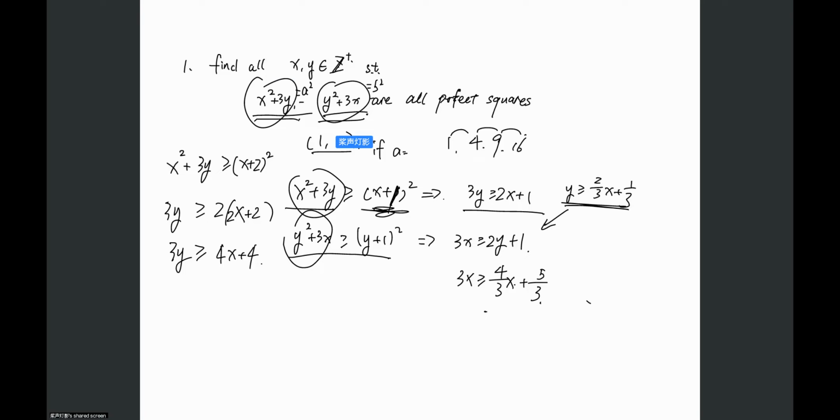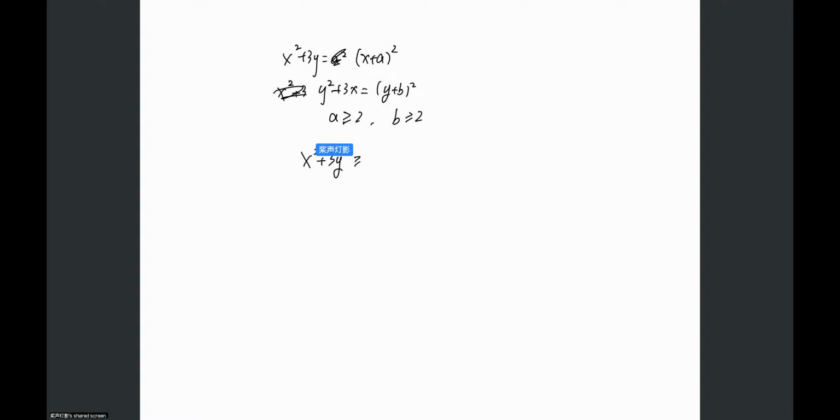So like, if a equals x plus 2, b equals y plus 2, so this makes x squared plus 3y equals a squared, and y squared plus 3x equals b squared. Let's see here. So firstly, if a is larger than 2, b is larger than 2, which means that x squared plus 3y is larger or equal than x plus 2 squared, and y squared plus 3x is larger or equal than y plus 2 squared.